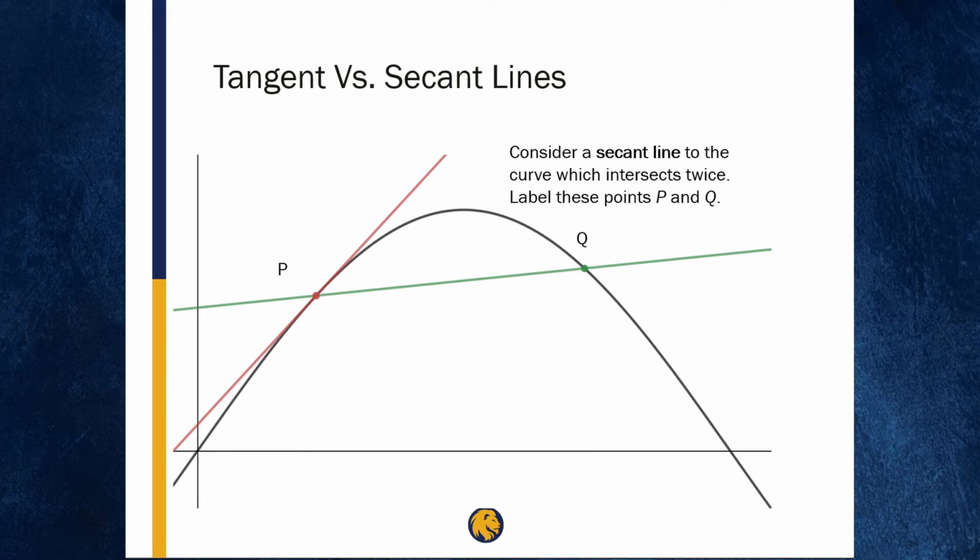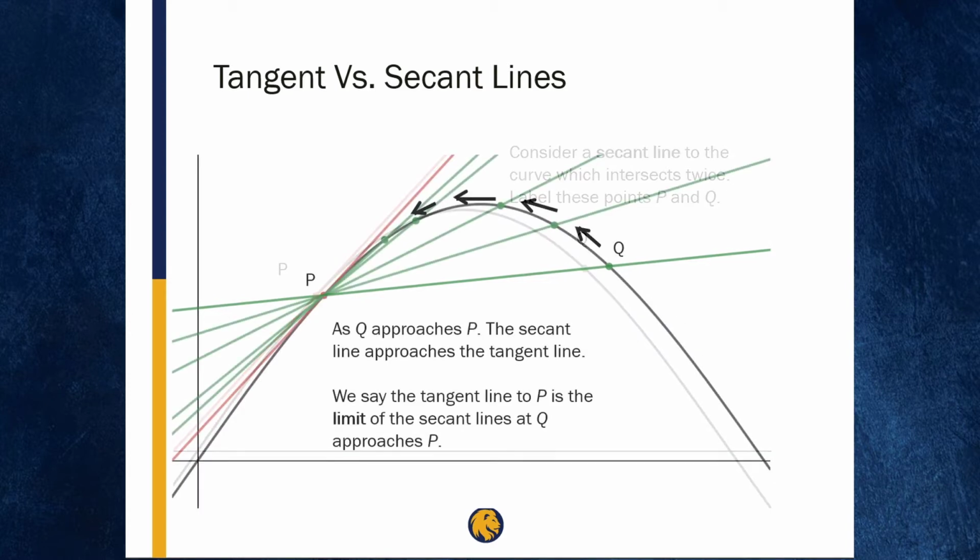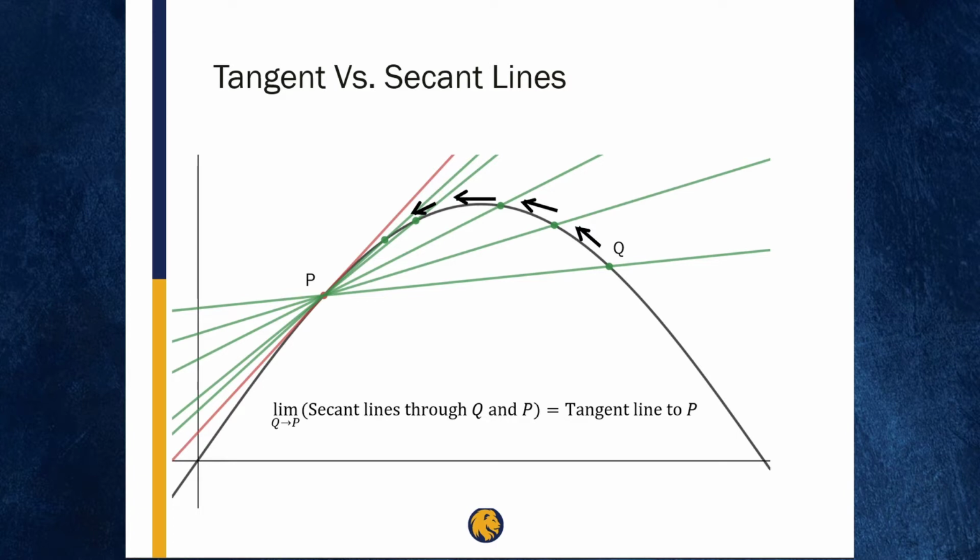We can make the change over into the tangent line by considering a secant line to the curve which intersects at 2 points called P and Q. We can let the point Q approach the point P, getting closer and closer. And as Q approaches P, the secant line will slowly get closer and approach the tangent line. Thus we can say that the tangent line to P is the limit of the secant lines as Q approaches P. And we can actually write it using our limit notation here.